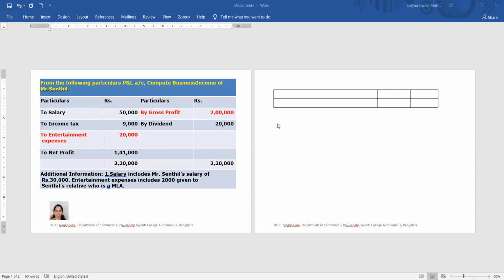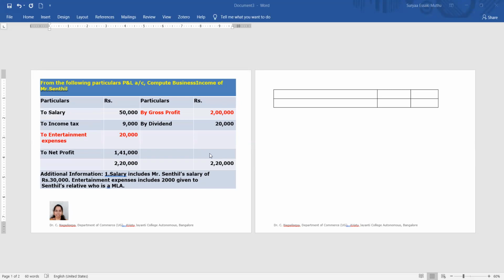Hello students. Today we are going to calculate the business income of Mr. Senthil. How we have to calculate means, first we have to take the net profit of Mr. Senthil. With this, we are going to adjust the items, that is, whatever the expenses and income which are not related to the business, we are going to adjust with the profit.